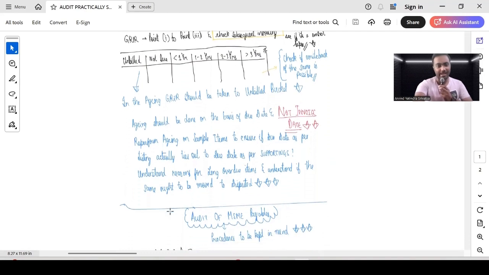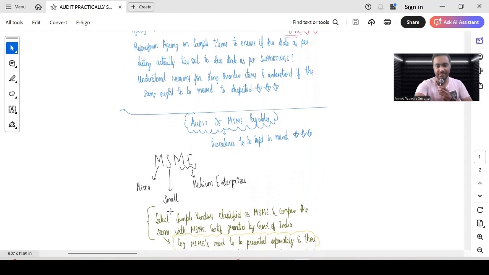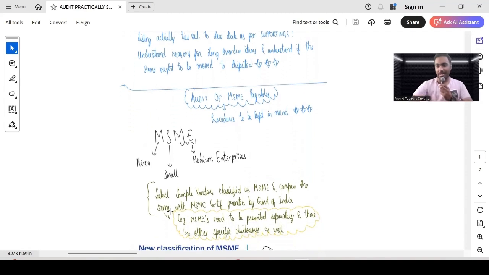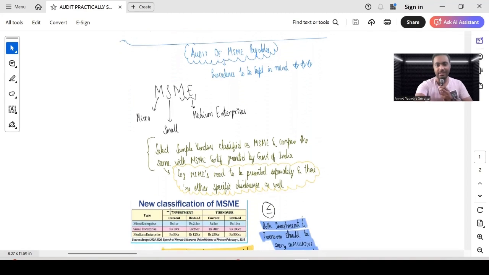And here, this is my favorite part. This is a very beautiful part, which I love. Audit of MSME payables, guys. So this requires a bit of knowledge about the MSME Act, a bit of knowledge about the procedures you need to do here. So I'm going to cover this one in a really, really understandable manner for you guys. So what are you waiting for?